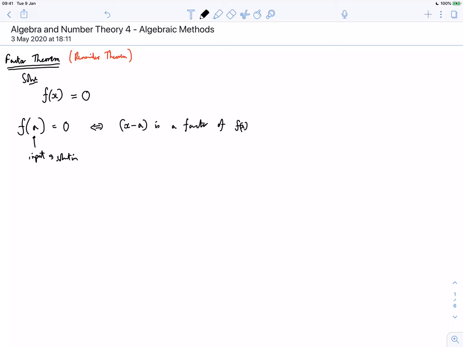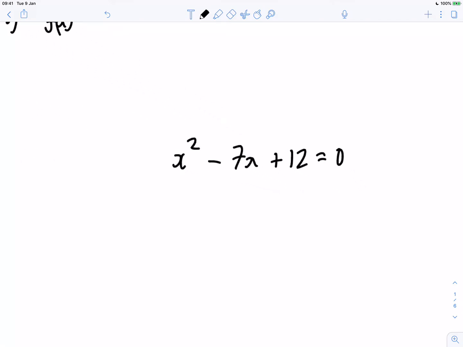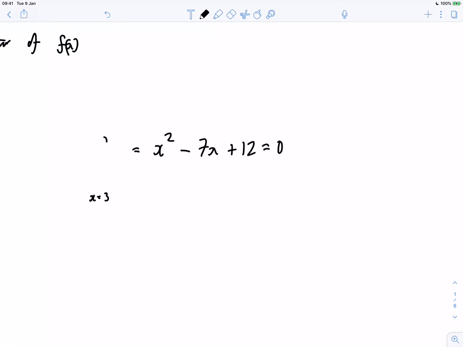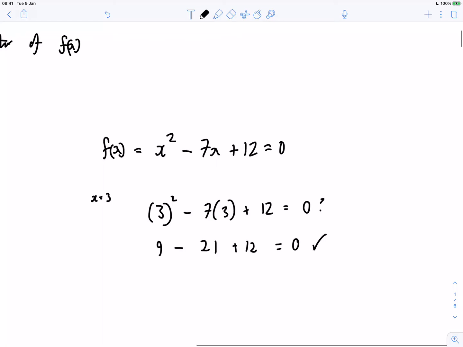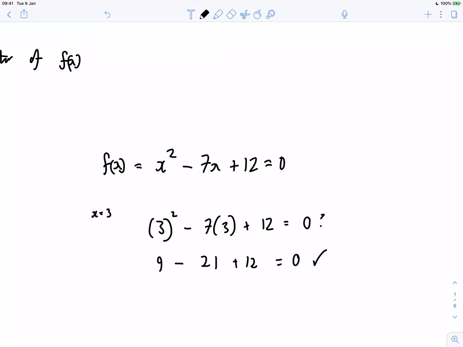So, for example, let's suppose I had x squared minus 7x plus 12 equals 0. Well, if I let x equal 3, so if I let this be my f of x and I want to solve f of x equal to 0, then 3 squared minus 7 lots of 3 plus 12, does that equal 0? Well, 3 squared is 9, minus 7 threes is 21, plus 12, that does equal 0. So if x equals 3 is a solution, that means x minus 3 is a factor.